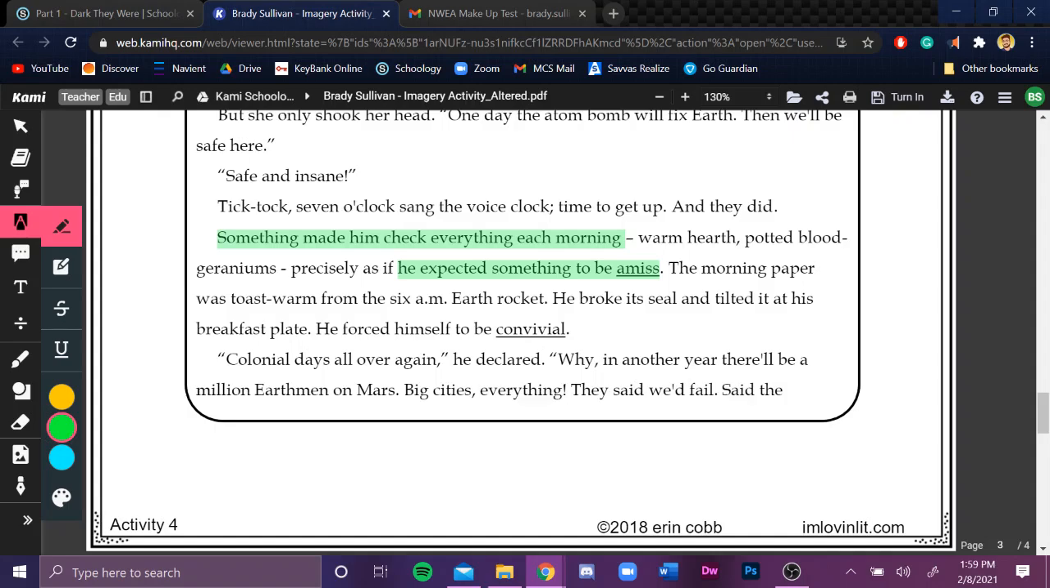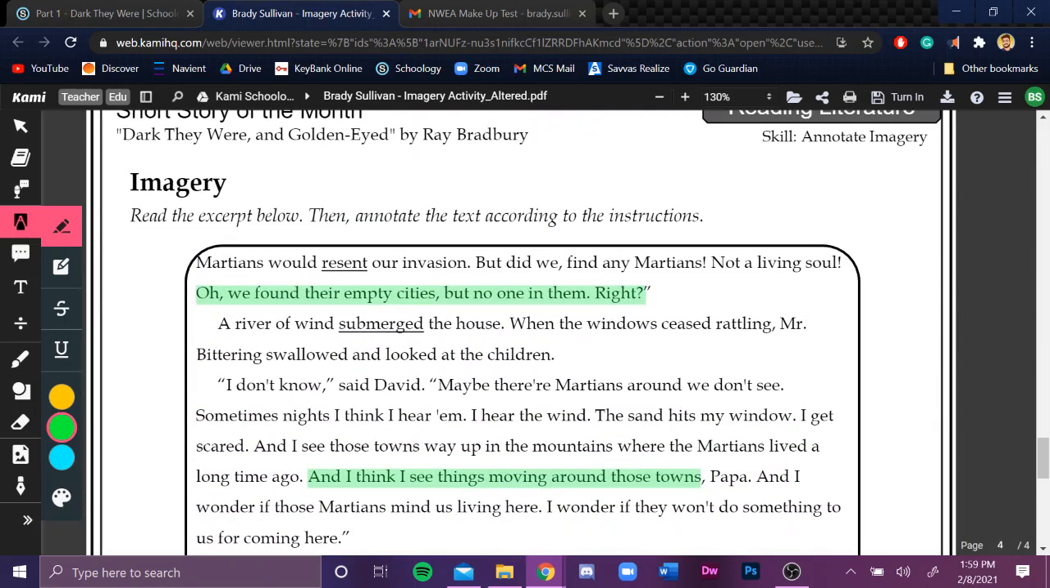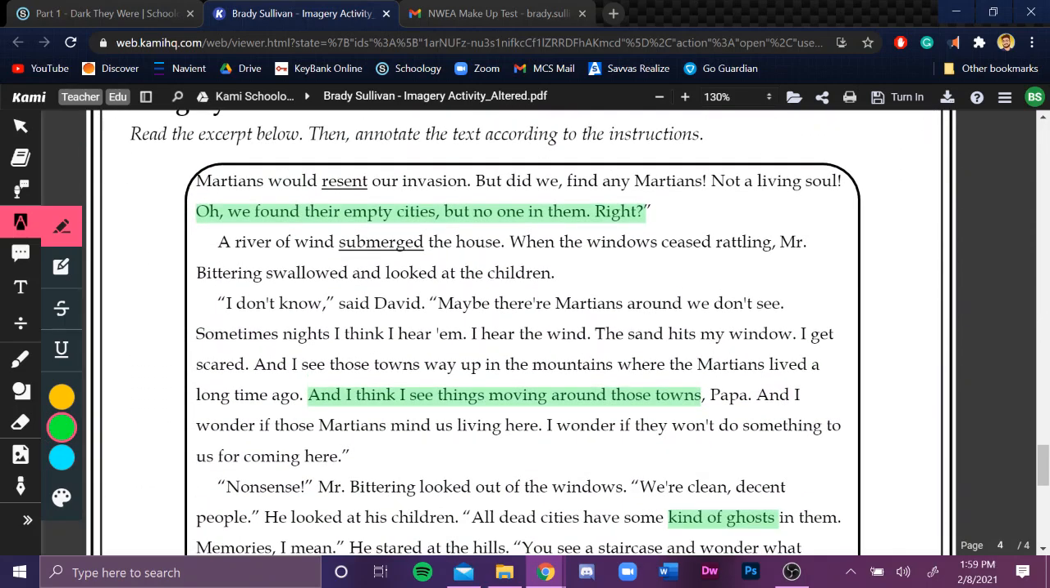He forced himself to look happy for his family, and he said, "Colonial days all over again. Why, in another year there'll be millions of Earthmen here on Mars, big cities and everything. They said we'd fail, said that the Martians wouldn't like our invasion. But did we find any Martians? No, not a living soul. Oh, we found their empty cities, but not one single living creature inside of them, right?" A river of wind blew over their house. When the wind stopped rattling the windows, Mr. Bittering swallowed and looked at his children.